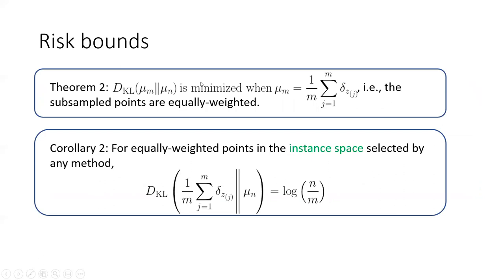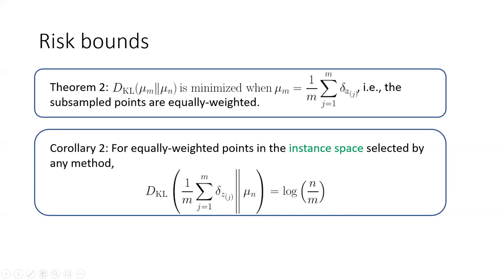Then we have theorem two. This is quite straightforward because we can minimize the KL divergence between mu m and mu n by setting every point that we subsampled with an equal weight, that is 1 divided by m. And basically this is a manifestation of the maximum entropy principle. In this case, we can calculate that the KL divergence between equally weighted endpoints, no matter how they are subsampled, and mu n is minimized at log n divided by m.